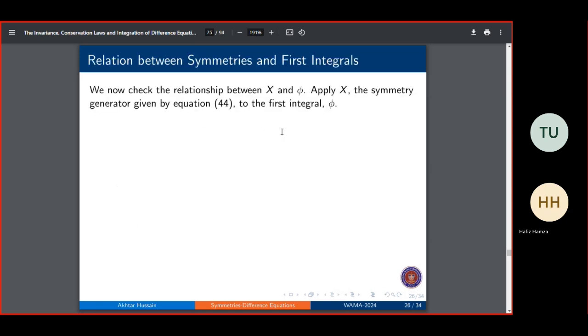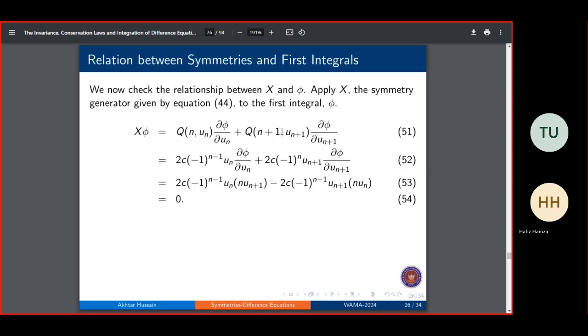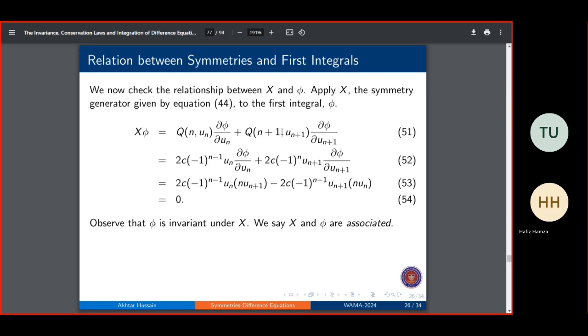In the same way we can find the first integral, that is given in equation 50. Now we can check the relationship between the symmetry generator and the first integral. That is, we map this symmetry generator over the first integral, and we can see that this vanishes. So we can deduce that the symmetry generator X and the first integral are associated.